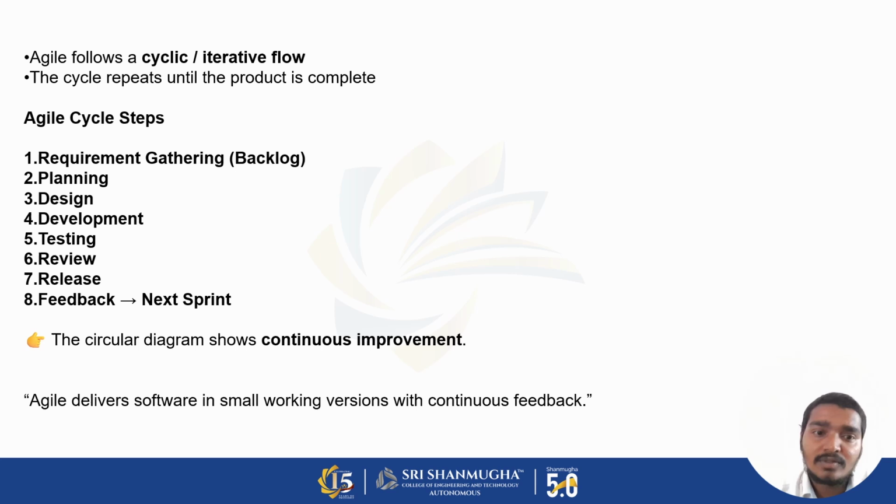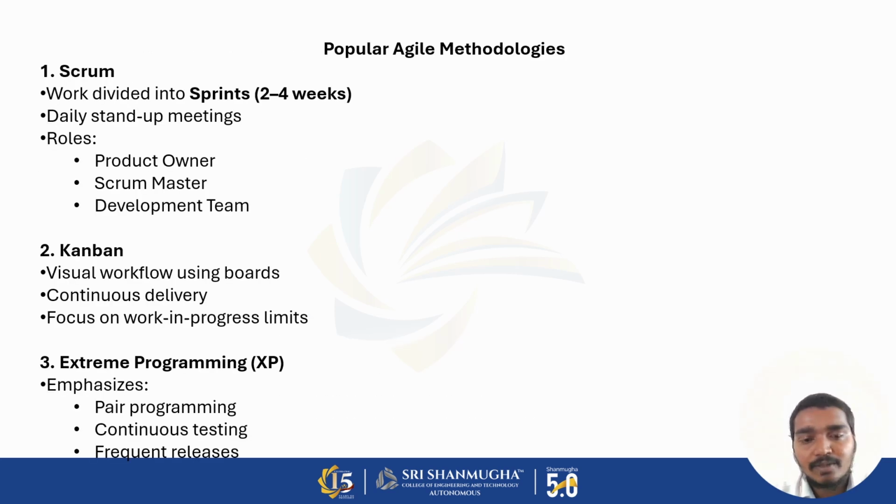Agile cycle steps: first requirement gathering and backlog, planning, design, development, testing, review, release, and feedback to the next sprint. The circular diagram shows continuous improvement. Agile delivers small working versions of the software with continuous feedback.